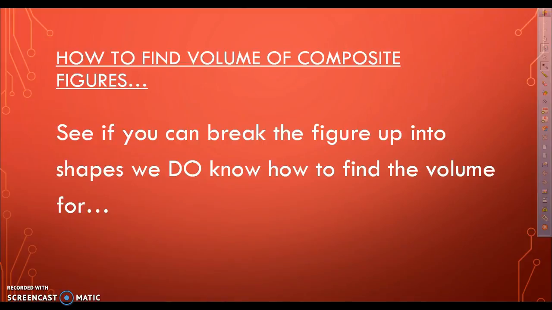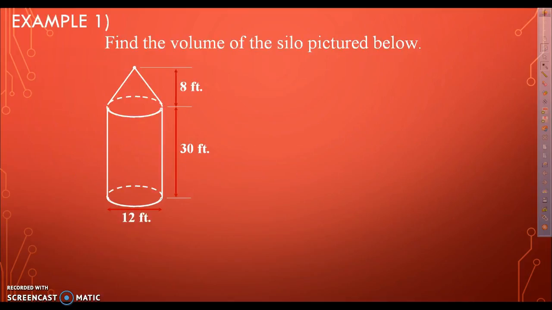Okay, so in this video, we're going to find the volume of composite figures. So we're going to break up the figure into shapes that we do know how to find the volume for. So let's move on to the first example. Example 1, find the volume of the silo pictured below.